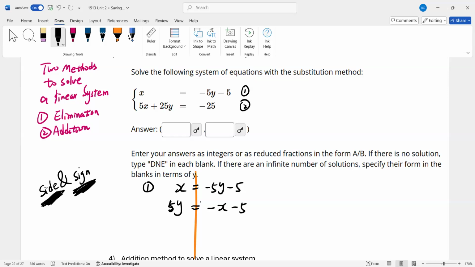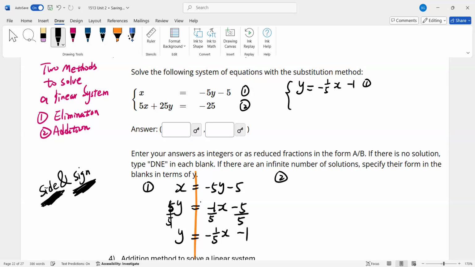And then I'm going to divide all 3 parts by 5. Divide the coefficient of x by 5. The coefficient of x was -1, now it's -1/5, and then divide by 5. Cancel, cancel. We have y equals -1/5 times x minus 1. So the first equation after simplifying is y equals -1/5x minus 1.